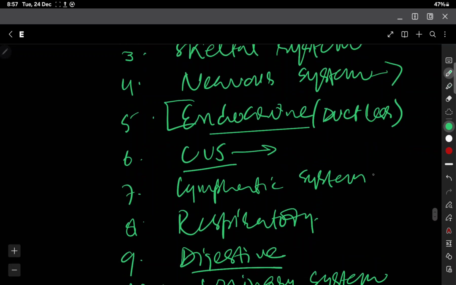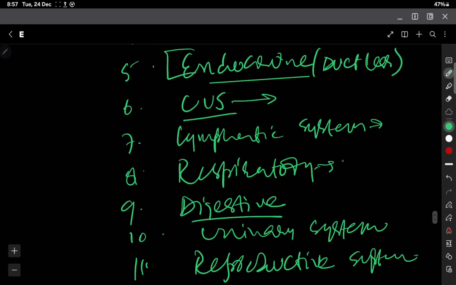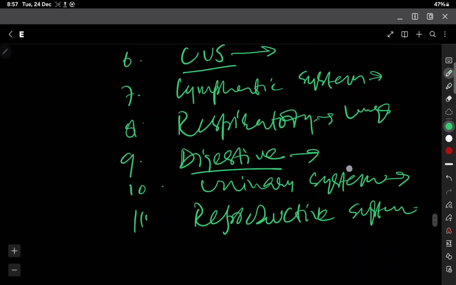Lymphatic system, where we will be studying about the lymph. Respiratory system, where we will be studying about the lungs mainly. Digestive system, stomach, small intestines, large intestines, the process of digestion. Urinary system, kidneys, and the process of the urine formation. And reproductive system, male and female reproductive system. So that was the introduction of the human anatomy and physiology.